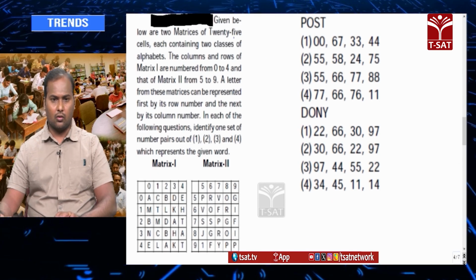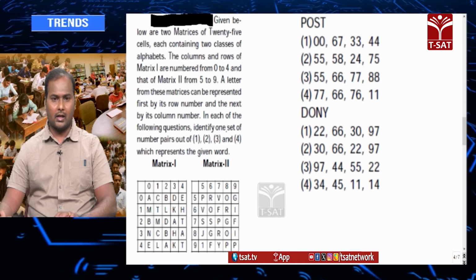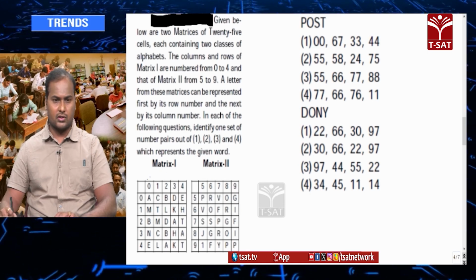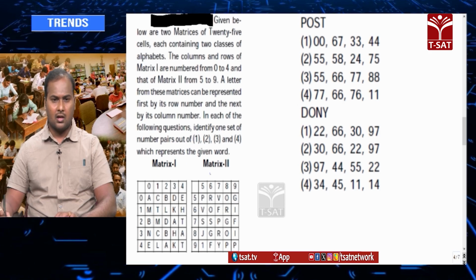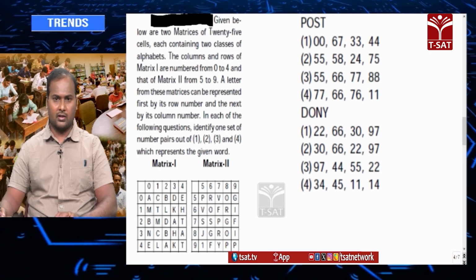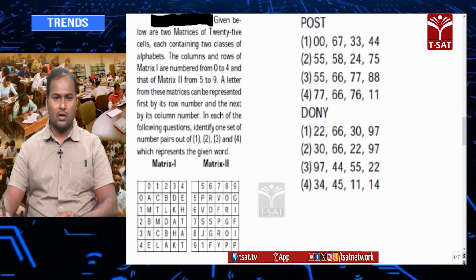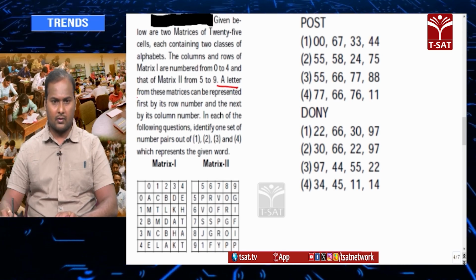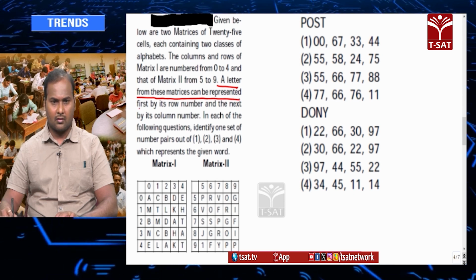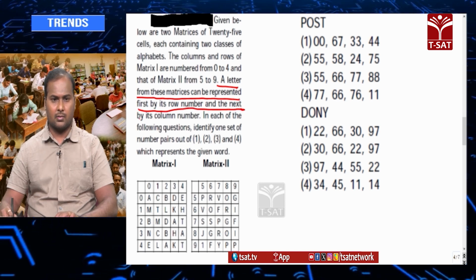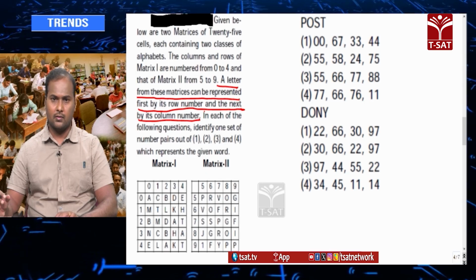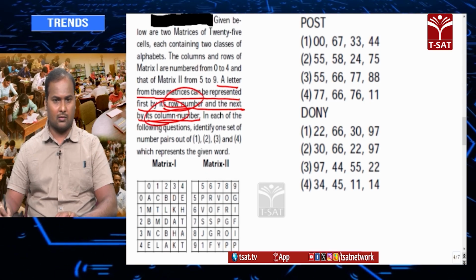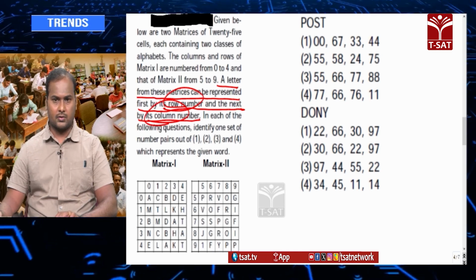So directly, no need to read the entire directions, because you know there are two matrices, matrix 1 and matrix 2, coded from 0 to 4 in matrix 1 and 5 to 9 in matrix 2. Everything is the same in any directions in the exam. So I already said that you need to focus only on one line: a letter from these matrices can be represented first by its row number and next by its column number. You should know this one. So let's check with this particular option.